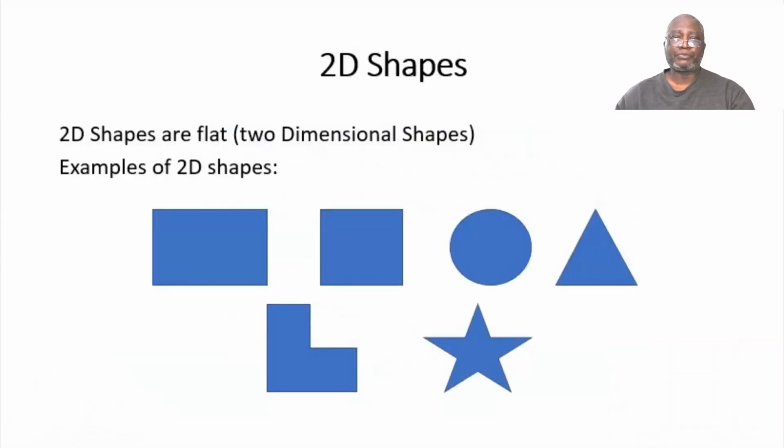So let's look at some 2D shapes. 2D shapes are flat, they're two-dimensional, 2D. Examples of 2D shapes, as you can see here, are rectangles, squares, circles, triangles, and other polygons, which we'll look at later on in detail.